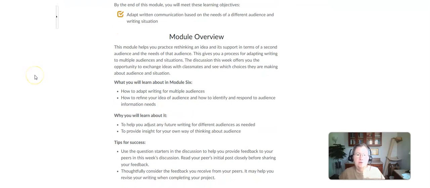Be sure that you read the module overview. I want to read the beginning to again focus you on what we're attempting to learn and practice in this module. This module helps you practice rethinking an idea and its support in terms of a second audience and the needs of that audience. This gives you a process for adapting writing to multiple audiences and situations. The discussion this week offers you the opportunity to exchange ideas with classmates and see which choices they are making about audience and situation. So that's a really good description of what we'll actually be doing.